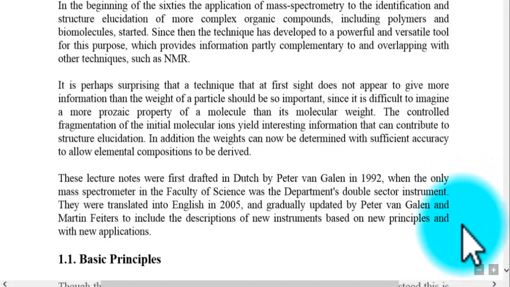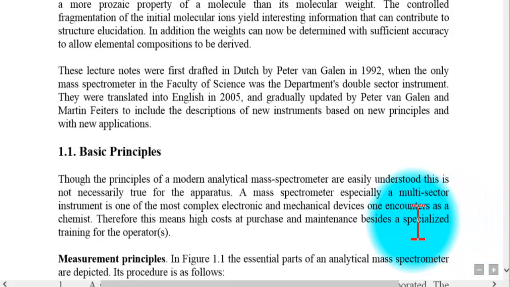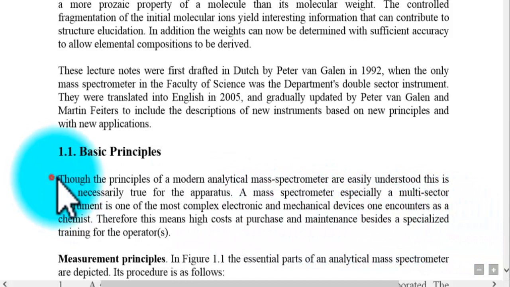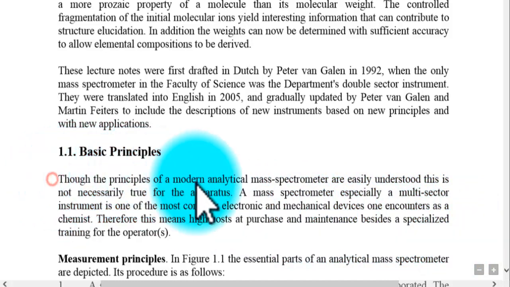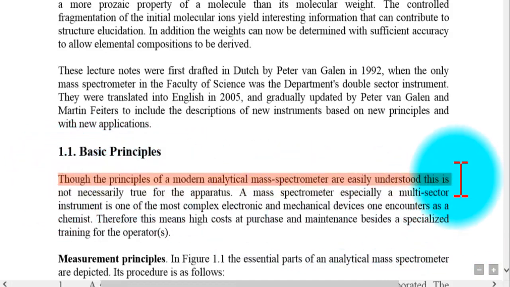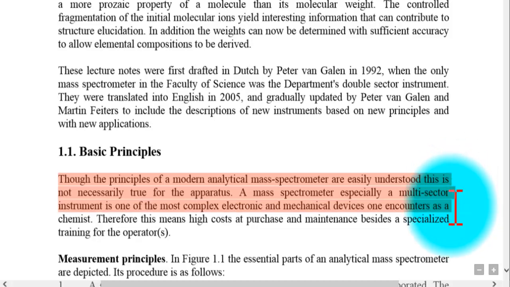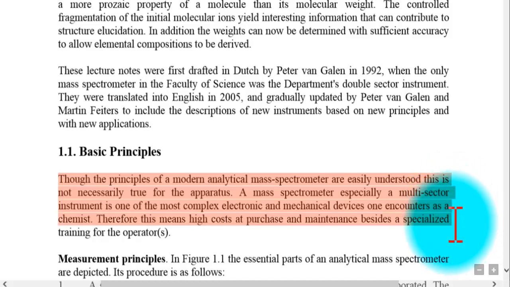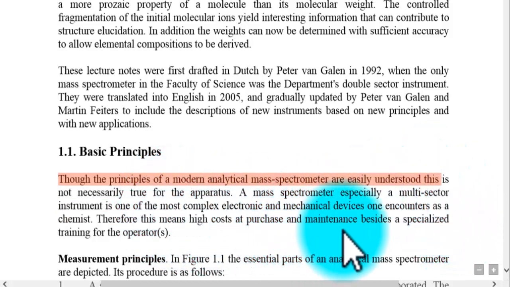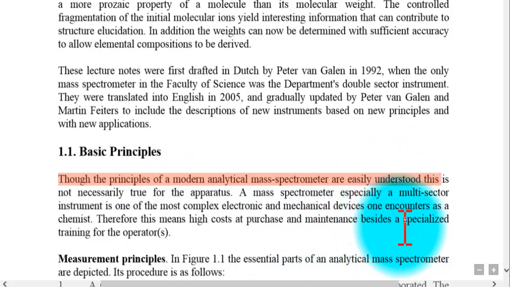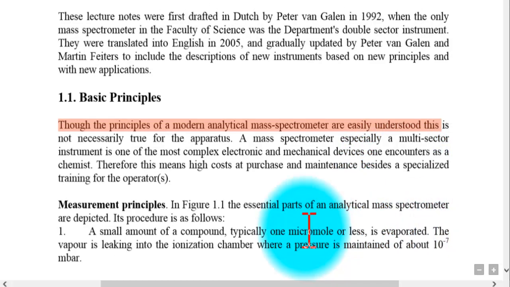There are some basic principles of mass spectrometry. Though the principles of a modern analytical mass spectrometer are easily understood, this is not necessarily true for the operators of mass spectrometers. Especially a multi-sector instrument is one of the most complex electronic and mechanical devices one encounters as a chemist. Therefore, this means high cost at purchase and maintenance, besides specialized training for operators.